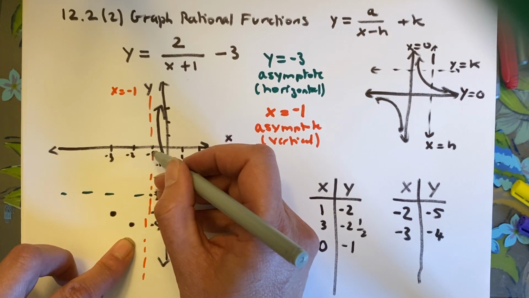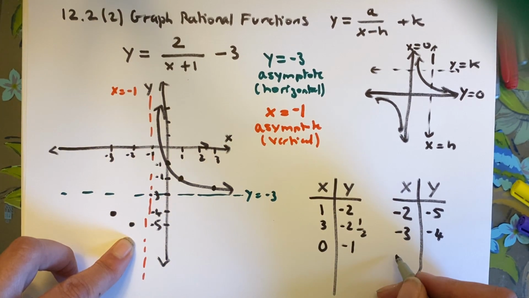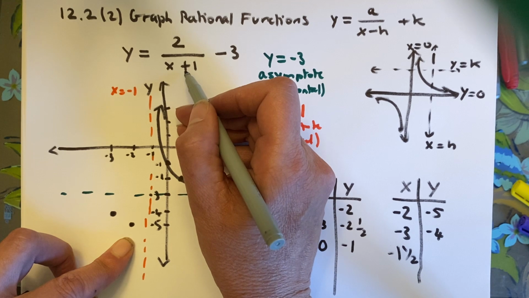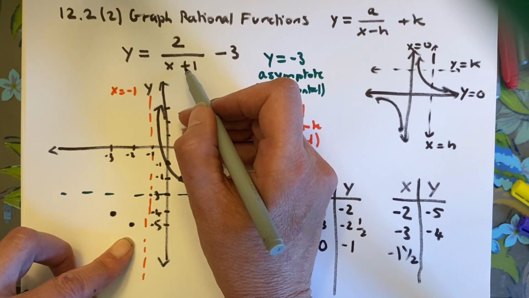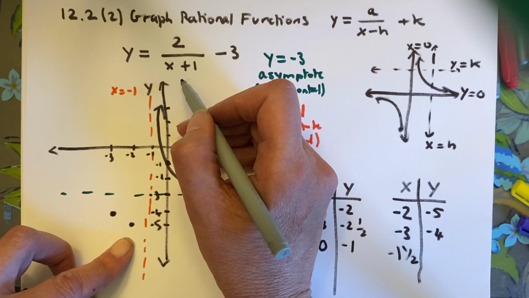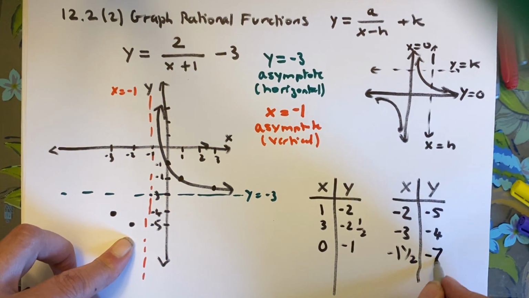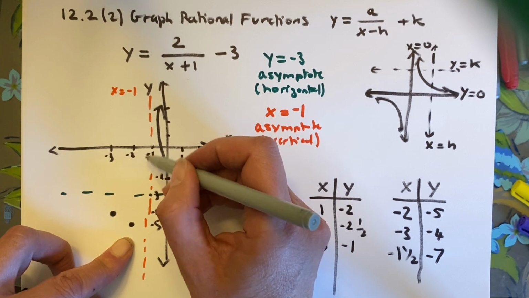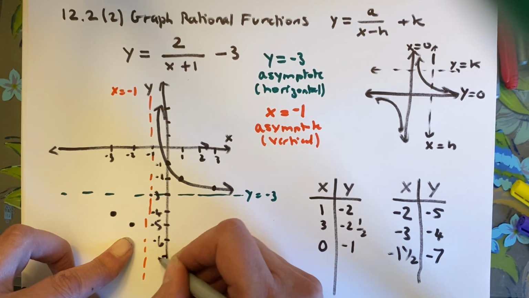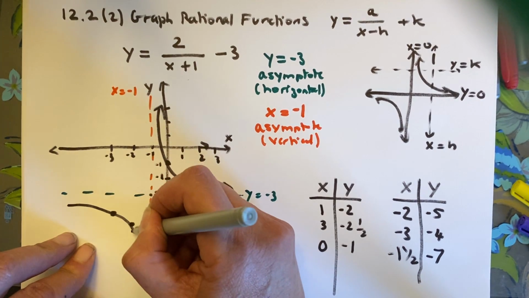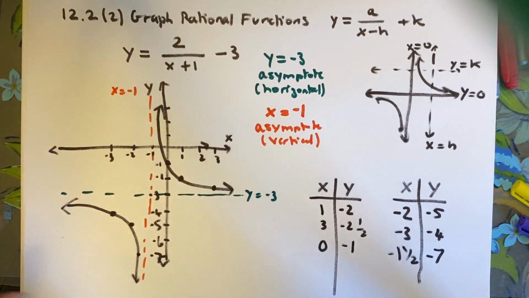So it looks like I should find something between -1 and -2. So I'll do -1.5. -1.5 plus 1 gives me -0.5. 2 divided by -0.5 is like multiplying by -2, so -4. -4 minus 3 is -7. So -0.5 and -7. Have to add numbers, and I now have a good, accurate second branch for my hyperbola.